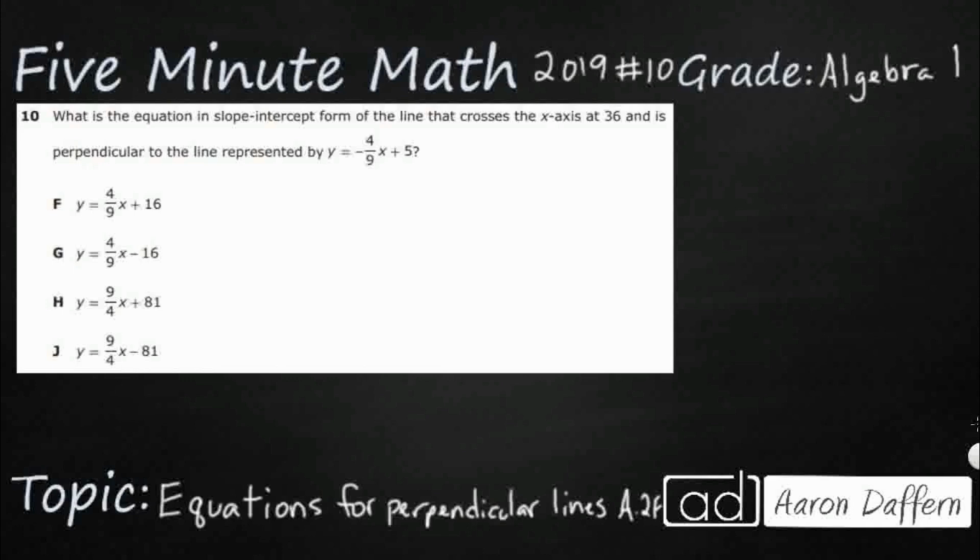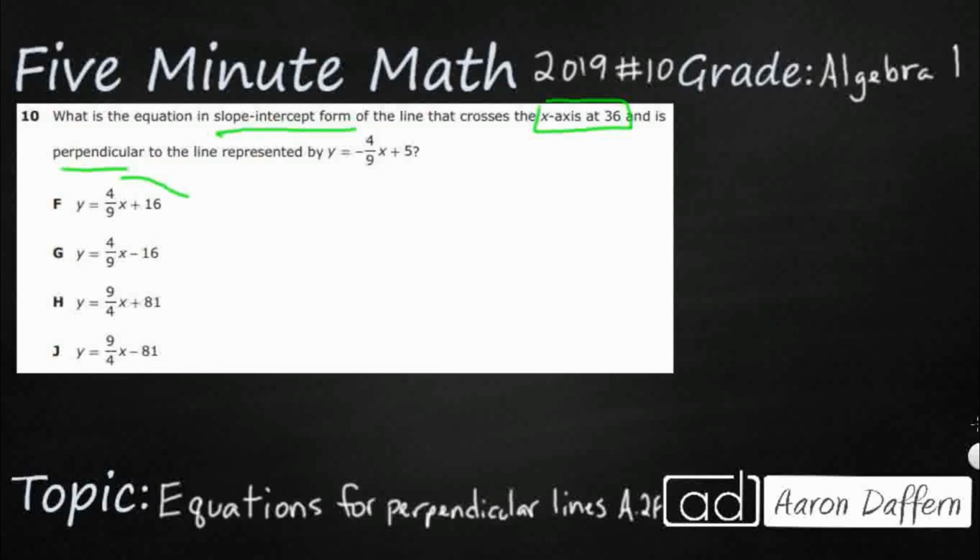So we need to find the equation in slope-intercept form of a line that crosses, typically they'll give you an actual xy coordinate. All they tell you here is that it crosses the x-axis at 36 and is perpendicular. So we have to do a little bit of work on that one.